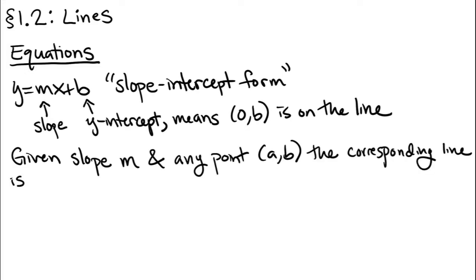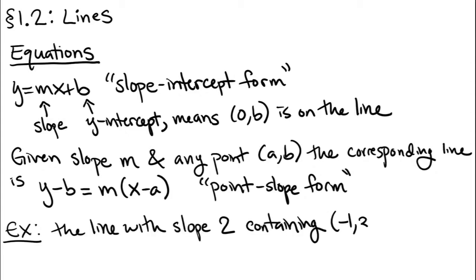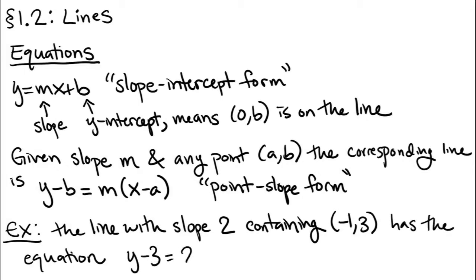If we're just given the slope and any point (a, b), the corresponding line has the equation y minus b equals m times x minus a. This is known as the point-slope form of the line. And depending which point you use, you'll get a different equation, but they will all be equivalent. For example, if we want to find the line with slope 2, which contains the point (minus 1, 3), then the equation would be y minus 3 equals 2 times x minus negative 1, also known as x plus 1.